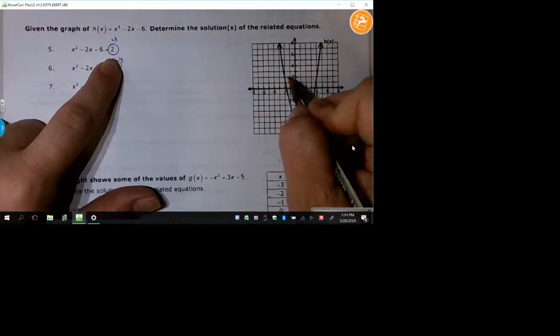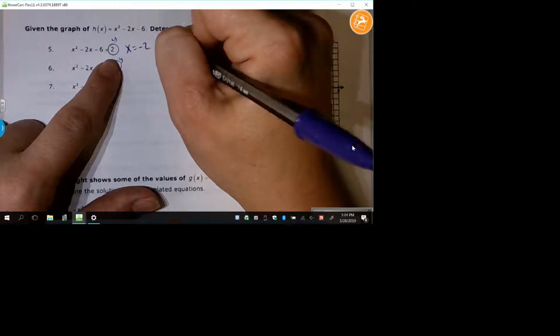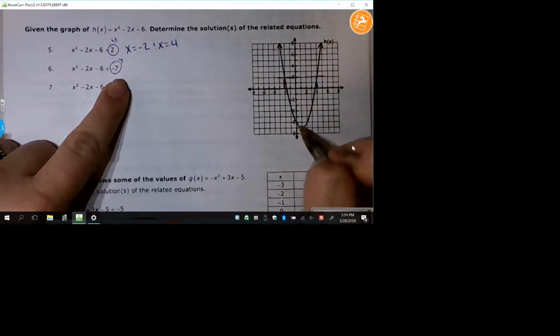So at a height of 2, it wants to know the solution. So negative 2 and 4. Okay. At a height of negative 7, we only have one solution because that's my vertex. So that's at x equals 1.